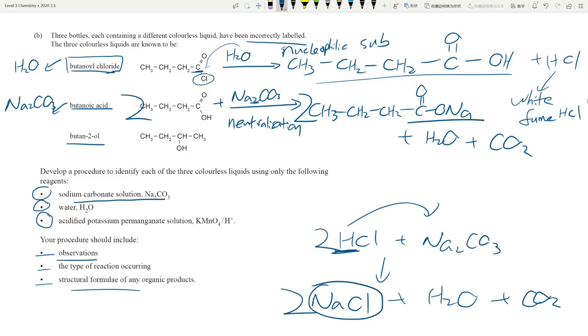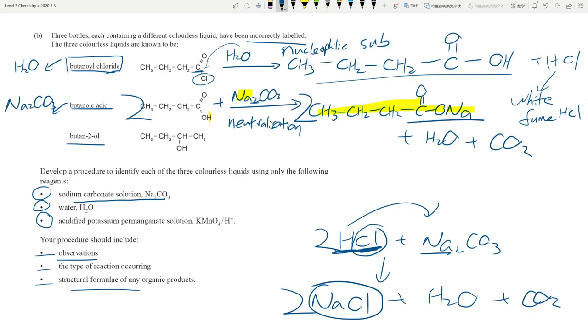Can you see it's a leftover? Once you donate the H away, it is a leftover combining with Na. So same thing here: this hydrogen that I'm highlighting right now has been reacted away, so you have the Na reacting with the leftover, which produces the salt. So this is sodium butanoate.